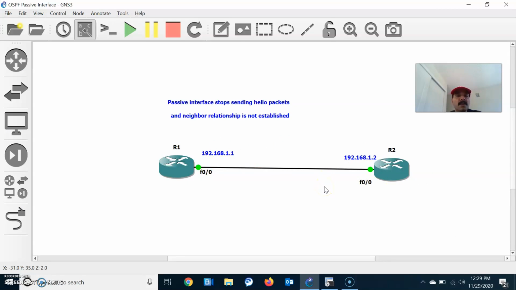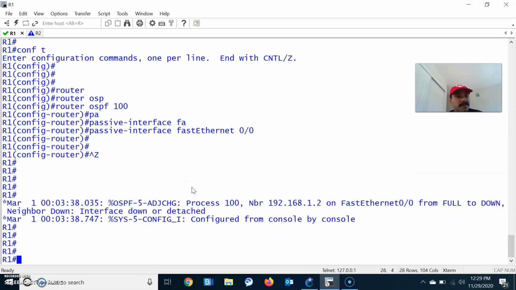So in case we want to stop any hello packet on any other interface, so this is more secure. If you want to stop any hello packet on any other interface, you can go ahead and configure the passive interface. This is really more secure to stop sending the hello packet, right? And it will not establish any neighbor relationship.